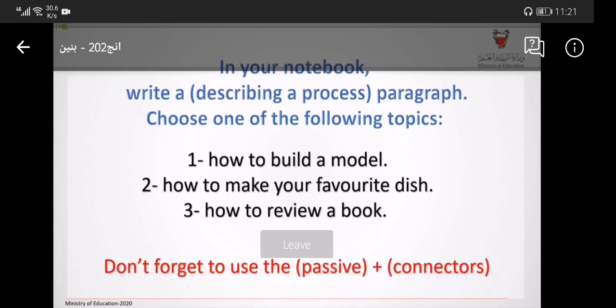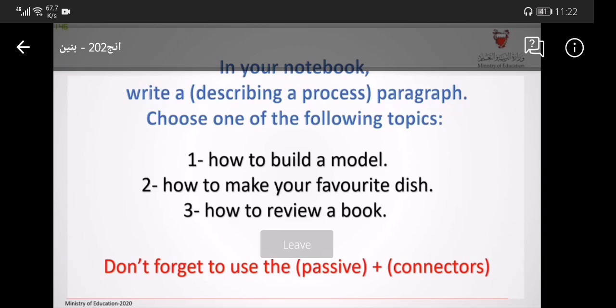2. How to make your favorite dish. For example, if you like machbous, if you like saluna or pasta or whatever your favorite dish is, try to mention and give instruction on how to make this dish. 3. How to review a book or a movie if you want. For example, you can start with skim reading the book and then adding the details. I'll leave it to your imagination and your creativity.